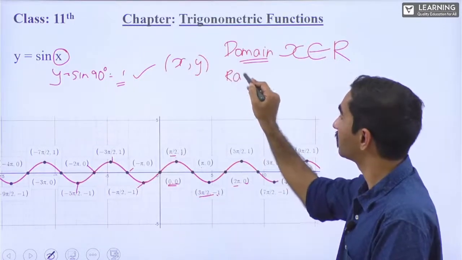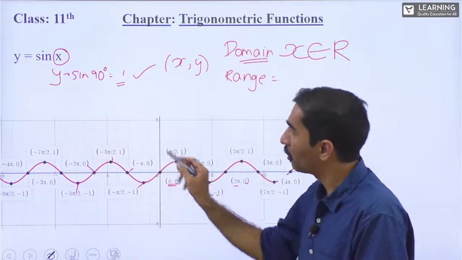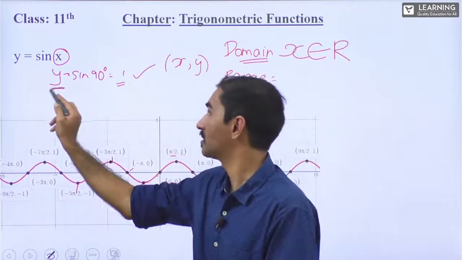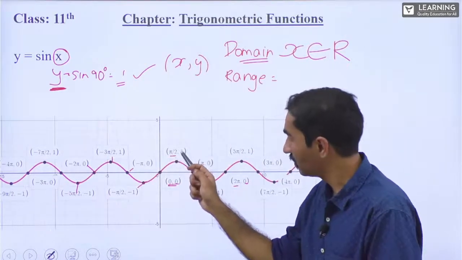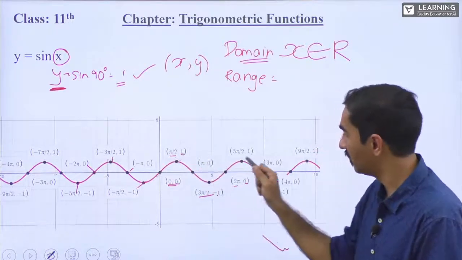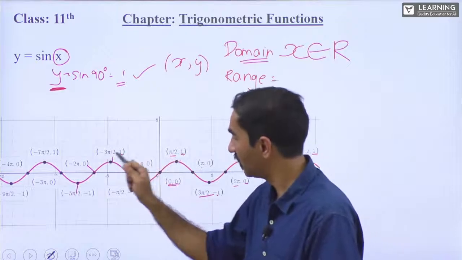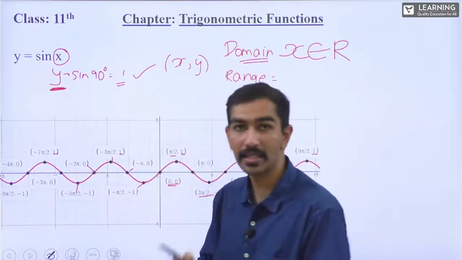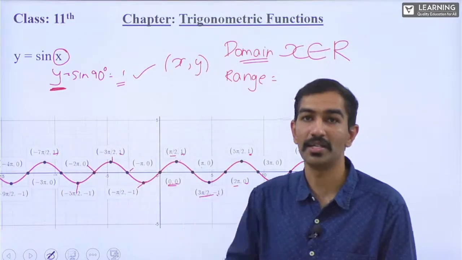Now what will be our range, students? Range means the value of y. Is y going above 1? See the graph. Here it is 1. Here it is 1. Here also it is 1. This side also it is 1. Exactly 1. It is not going to 1.01 or 1.1. Exactly at 1 it is stopping.